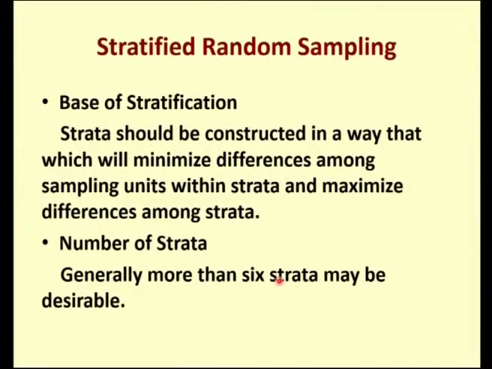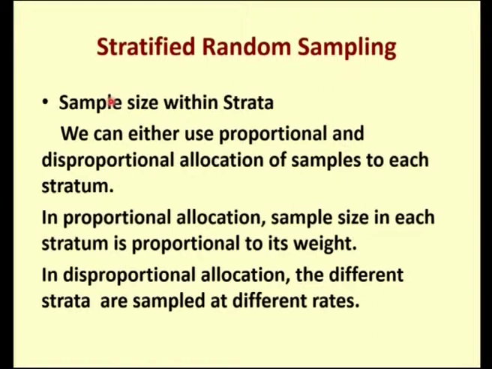About the number of strata, usually more than 6 strata may be desirable to make the design effective. The sample size within strata is very important. We can use either proportional or disproportional allocation of samples to each stratum. These are the two techniques: proportional sample size and disproportional sample size. In proportional allocation, the sample size in each stratum is proportional to its weight, and in disproportional allocation, the different strata are sampled at different rates. We will see this through an example.